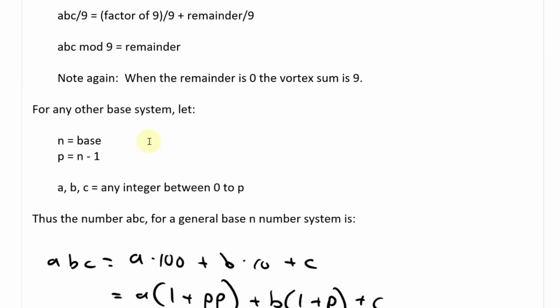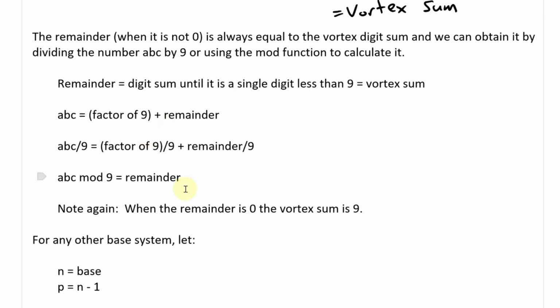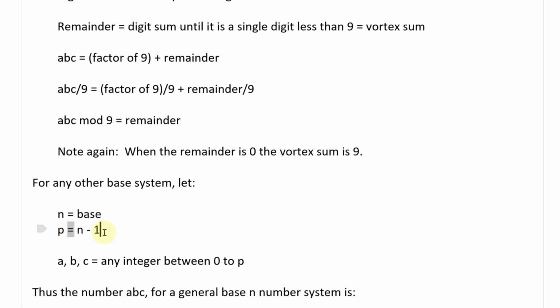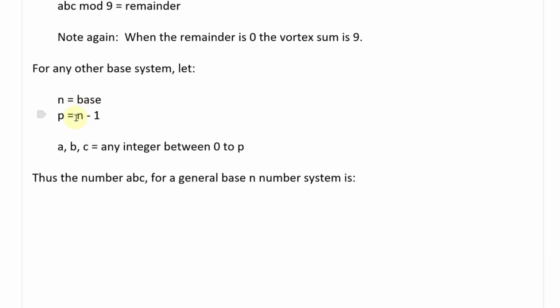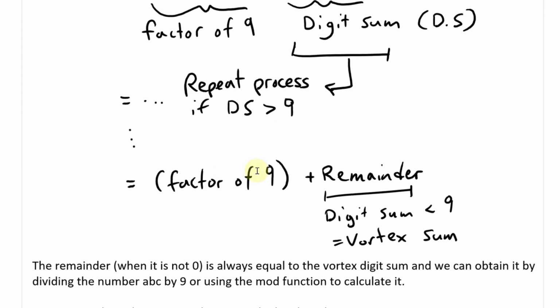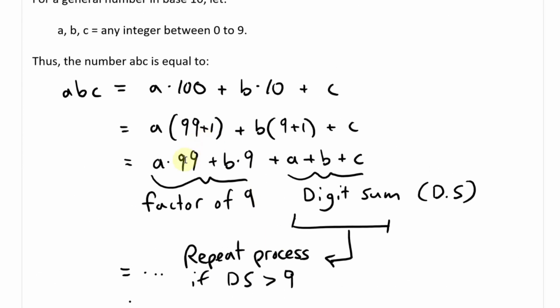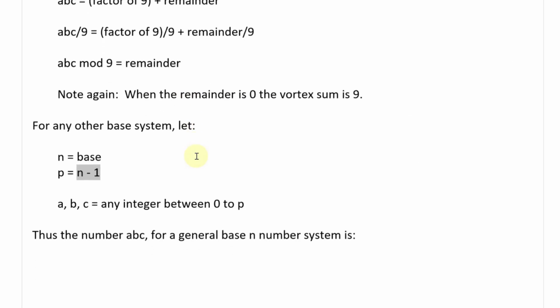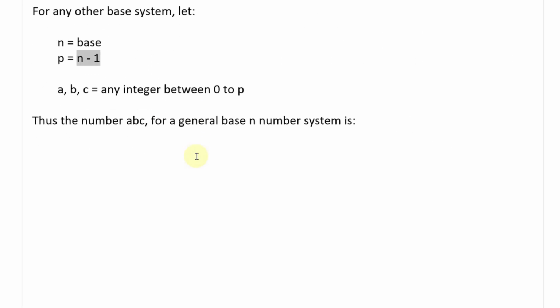For any other base system, we could do the exact same thing, but we're just going to let p equal n minus 1. So for any other base system, let n equal the base, p equal n minus 1, and then we'll go ABC, or any integer between 0 and p. Thus, the number ABC for a general base n number system is, and we could just do exactly the same thing as we have here, but replace the 9 with a p, or just mirror this 9 into a p. So let's do this quickly, just to ingrain it into our brain.